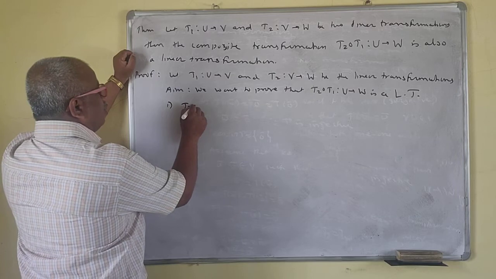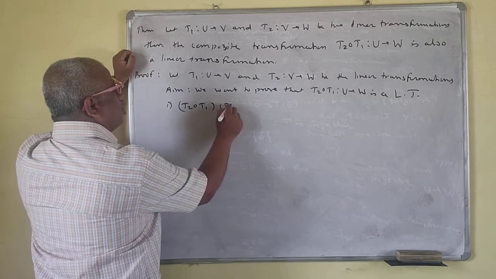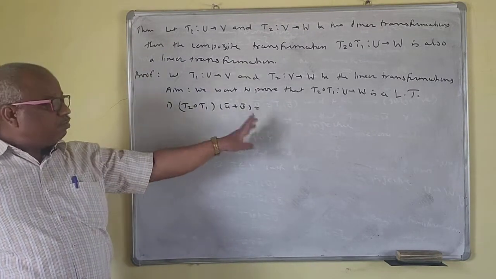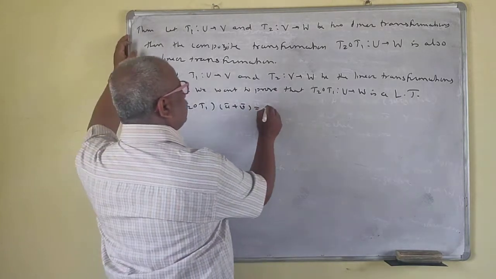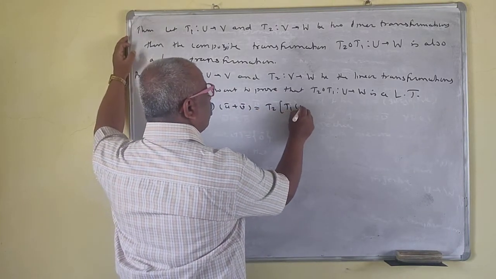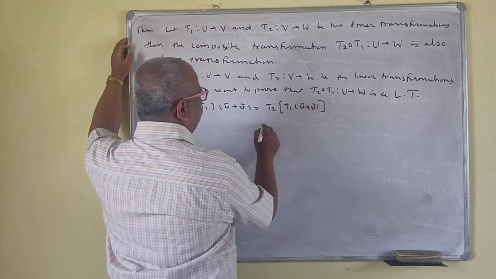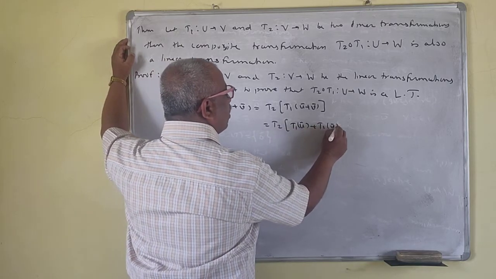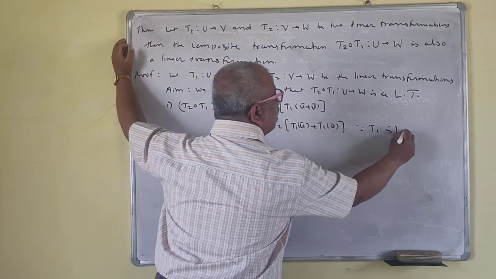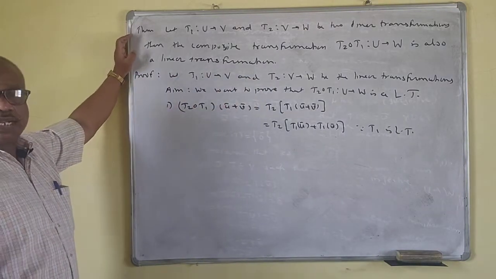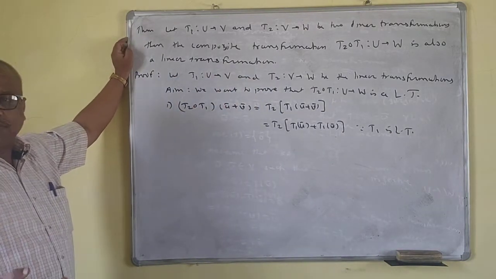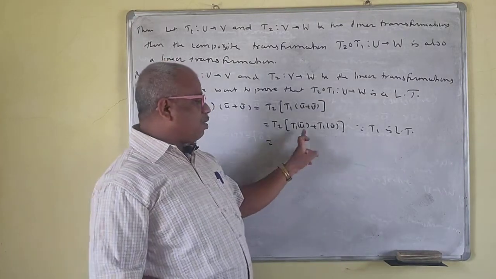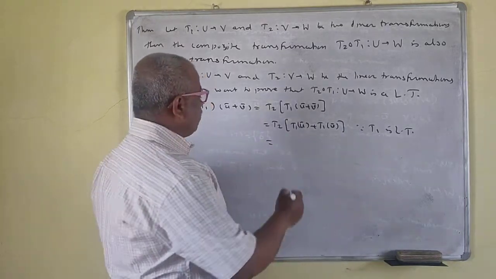First, T2 compose T1 of U bar plus V bar. What you have to prove is that it equals T2 compose T1 of U bar plus T2 compose T1 of V bar. By definition, this is T2 of T1 of U bar plus V bar. This is T2 of T1 of U bar plus T1 of V bar, because T1 is a linear transformation. Very simple proof actually. Now your T2 is a linear transformation, and this is of the form T2 of U bar plus V bar. This is the same as what then?